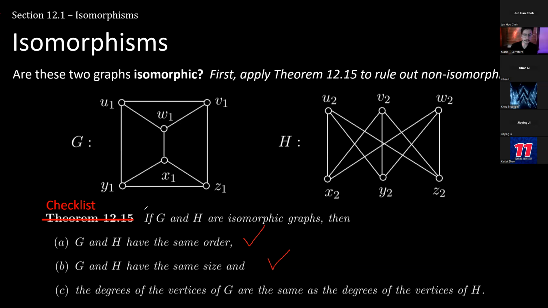And now the degrees. So let's look at the degrees. This is degree 3. This is degree 3. This is degree 3. This is degree 3. This is degree 3. This is degree 3. So then we need all of these to also be degree 3. Degree 3, degree 3, degree 3, degree 3, degree 3, degree 3.